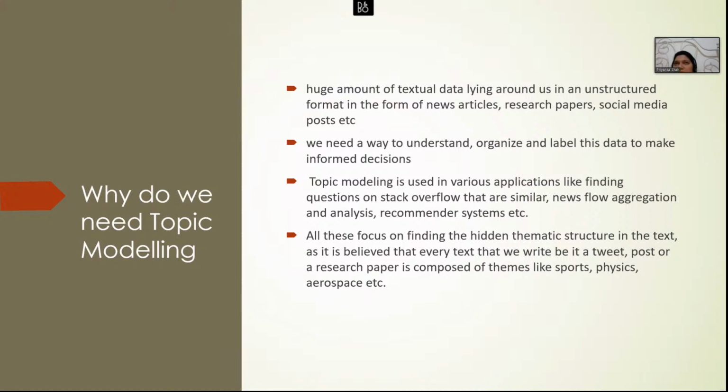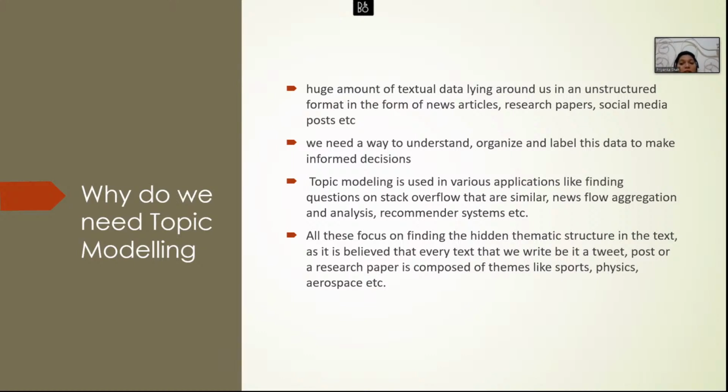So basically the motive of all intelligent systems is the same thing. See the data which is available to us and mark out some discernible patterns and then apply them for making decisions. So topic modeling is used for news flow aggregation, recommender systems, Stack Overflow analysis, as I was saying.